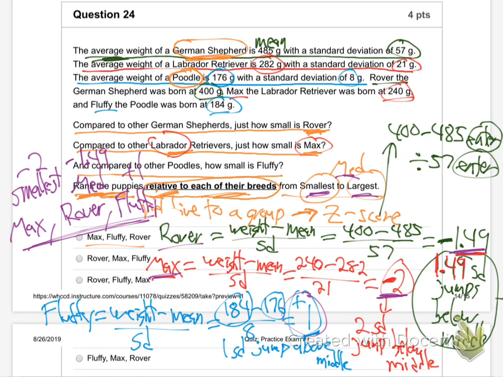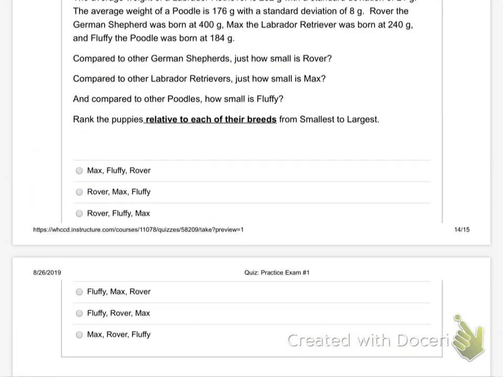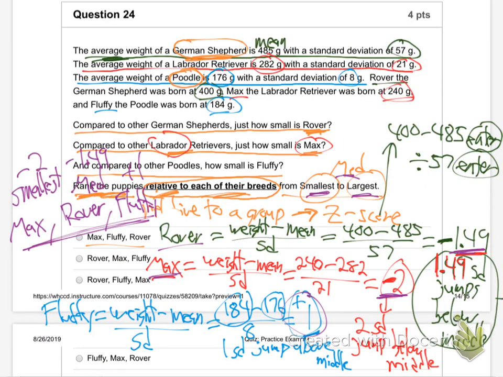I don't see that answer, Max, Rover, Fluffy. I guess we have to go to the next screen. There it is, Max, Rover, Fluffy. So the smallest was Max, negative 2 Z-score. The next, negative 1.49, Rover. And then the biggest, plus 1, Fluffy. That's their order from smallest to medium to largest.